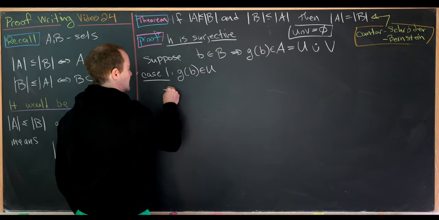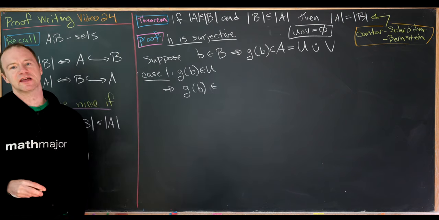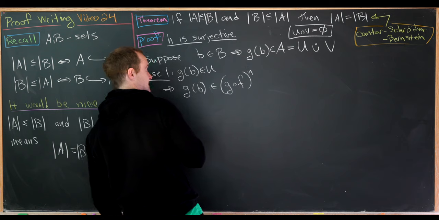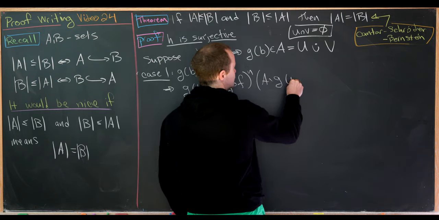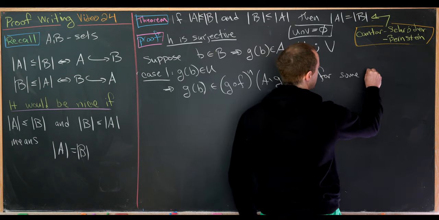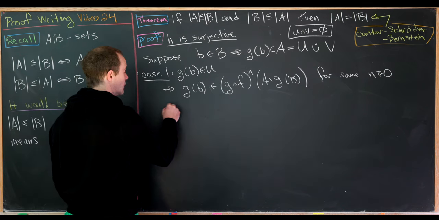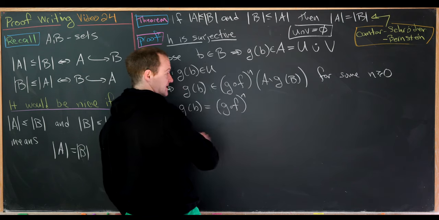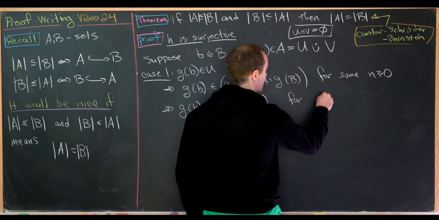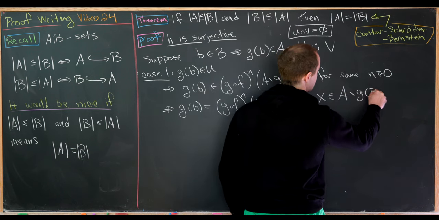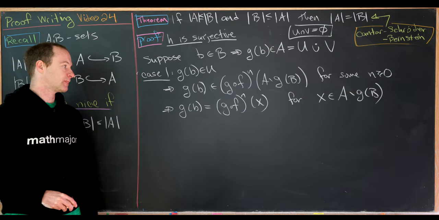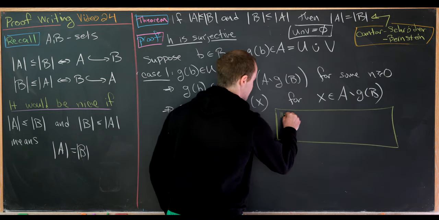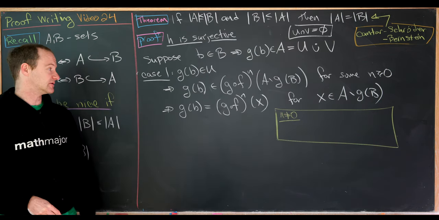Okay, but that means that G of B is inside of one of the components that union up to U. So in other words, it's inside G of F, composed with itself n times, evaluated at A minus G of B, for some n bigger than or equal to zero. So in other words, G of B equals G composed with F, composed with itself n times, evaluated at x, for some x, which is inside of A minus G of B. And now I'd like to make a little subclaim over here that n is not allowed to be zero.